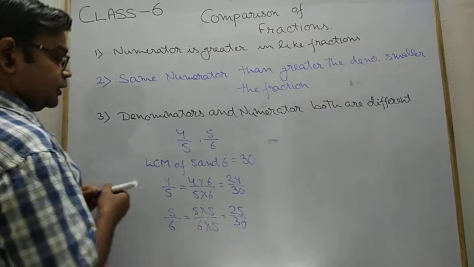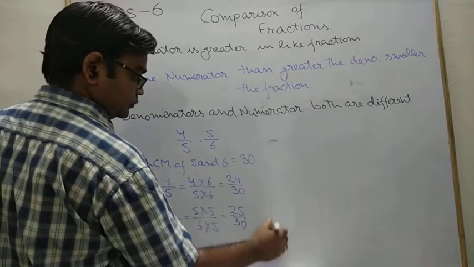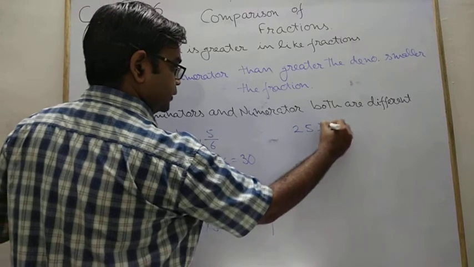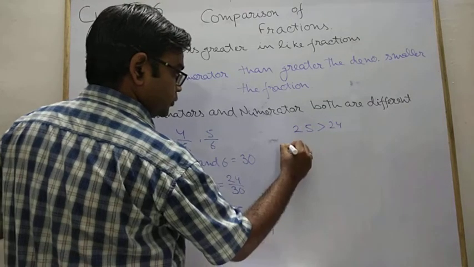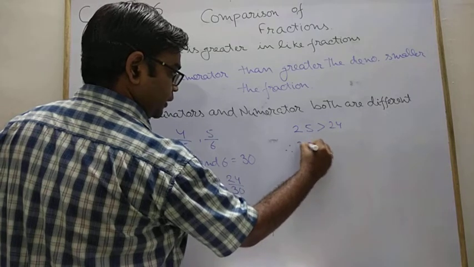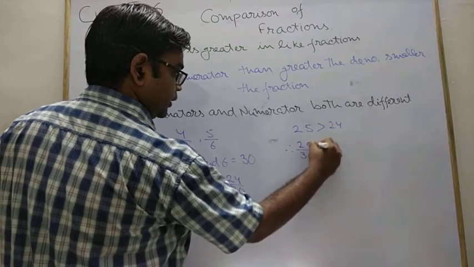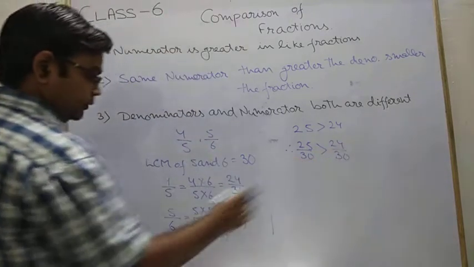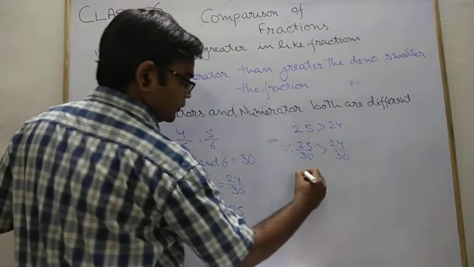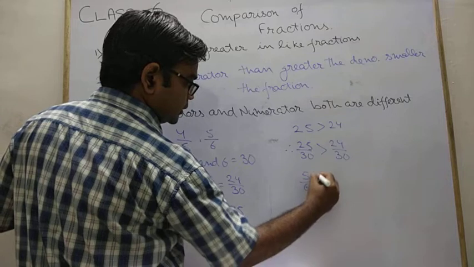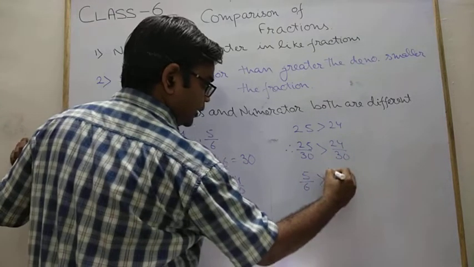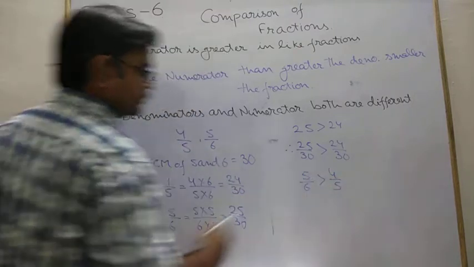Now what is our work? We compare. 25 is greater than 24, so therefore 25 upon 30 is greater than 24 upon 30, and 25 upon 30 belongs to which fraction? 5 upon 6. So 5 upon 6 is greater than 4 upon 5.